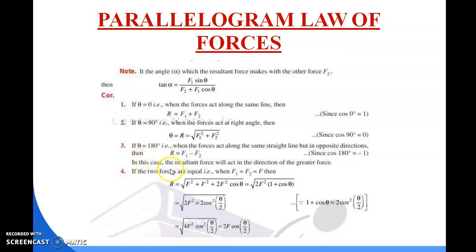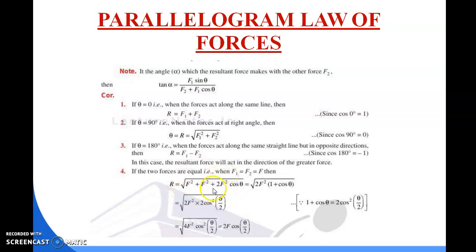In this case the resultant force will act in the direction of the greater force. If the two forces are equal, that is F1 equals F2 equals F, then what is the formula for the resultant force R? R equals the square root of F1 squared plus F2 squared plus 2 F1 F2 cos theta. Since F1 and F2 are the same, we can consider both as F, so R equals the square root of F squared plus F squared plus 2F squared cos theta.